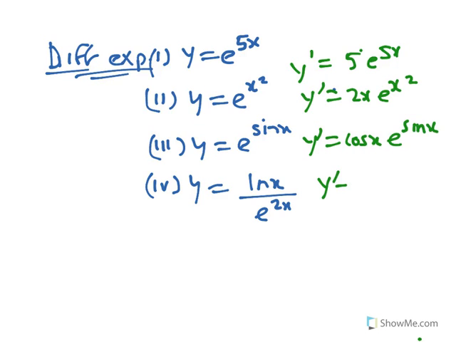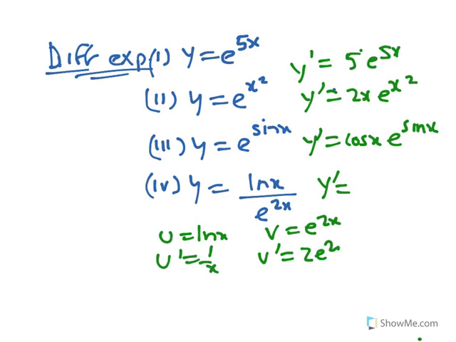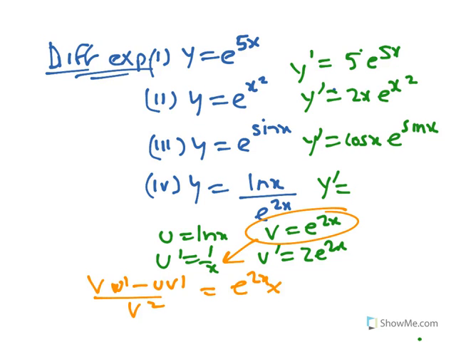And the next one, y dash equals, okay, so u is ln x, v is e to the 2x, u dash is 1 on x, v dash is 2e to the 2x. So start off with the v, because it goes v u dash minus u v dash on v squared. So it's e to the 2x times 1 on x minus ln x times 2e to the 2x, all over e to the 2x squared. So yeah, you could pretty much leave it like that.